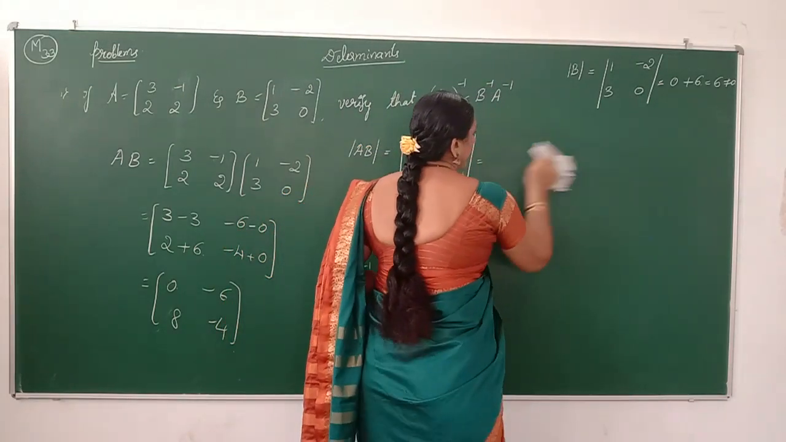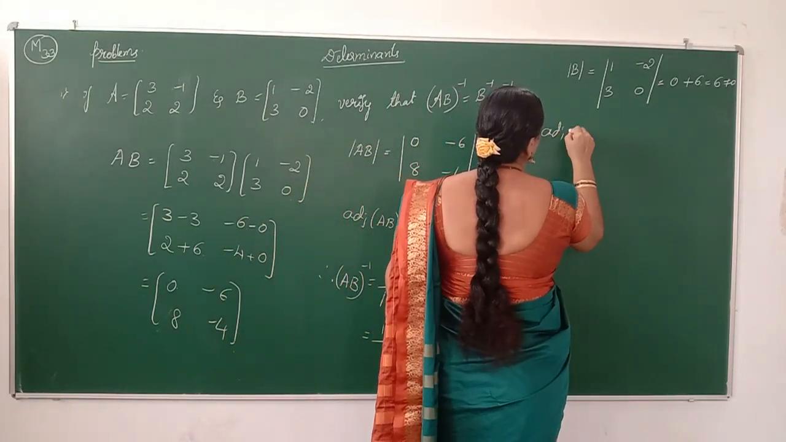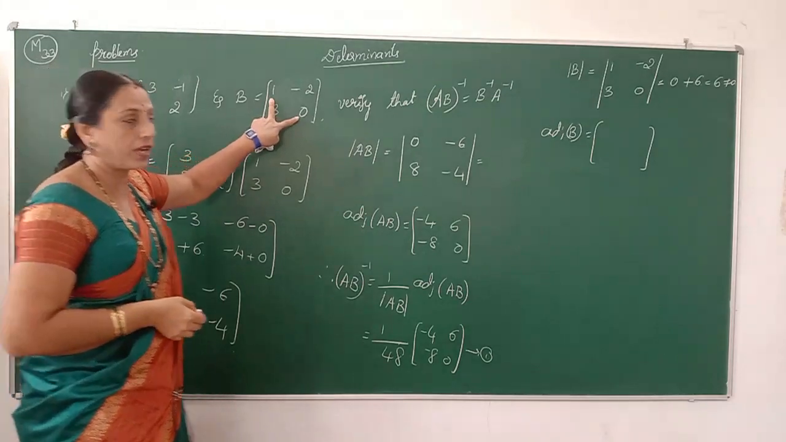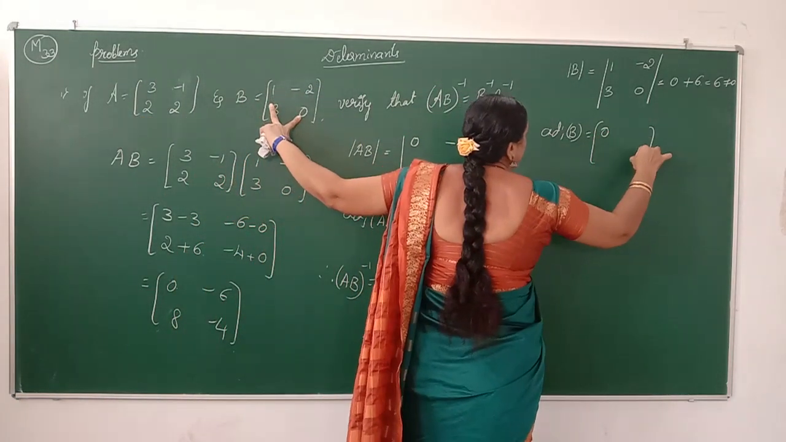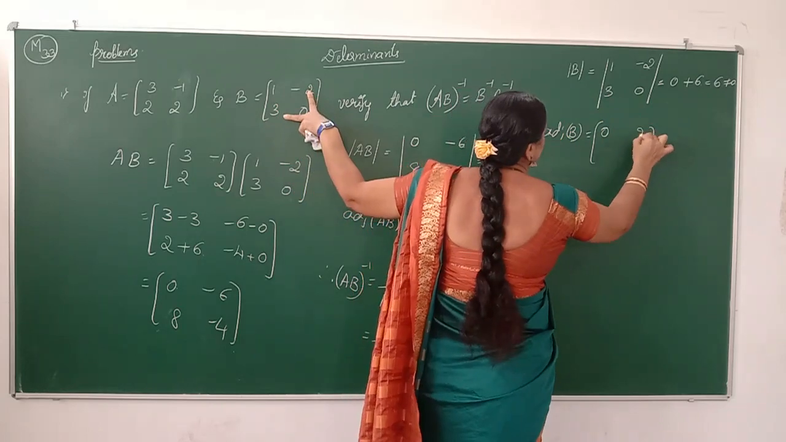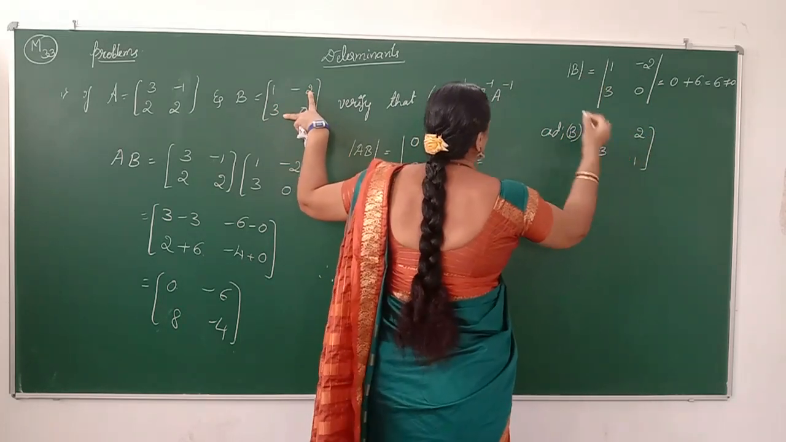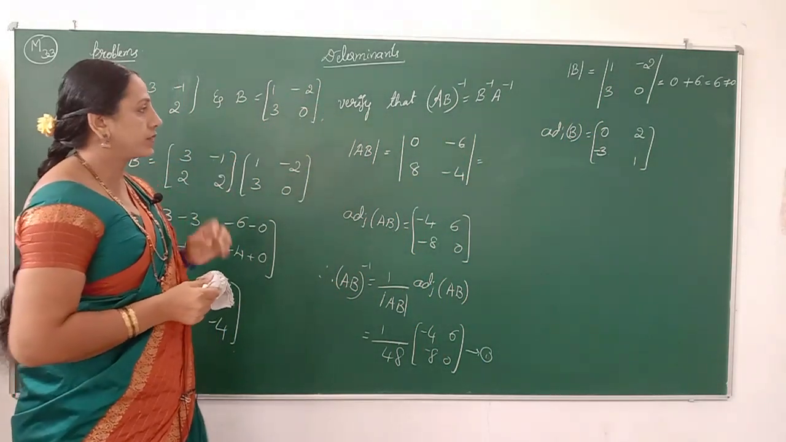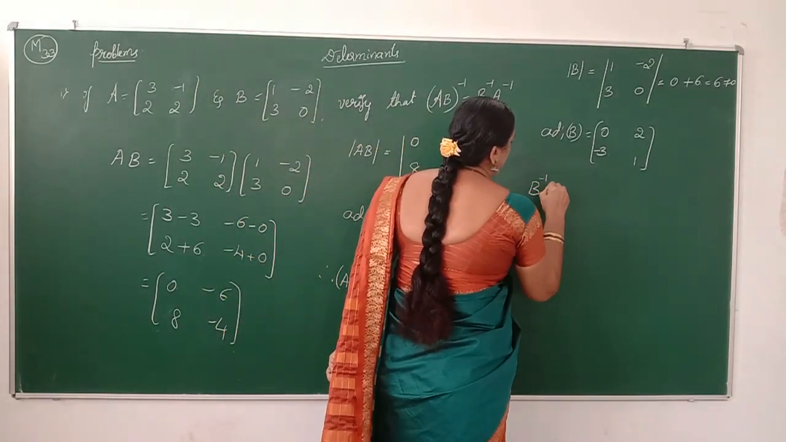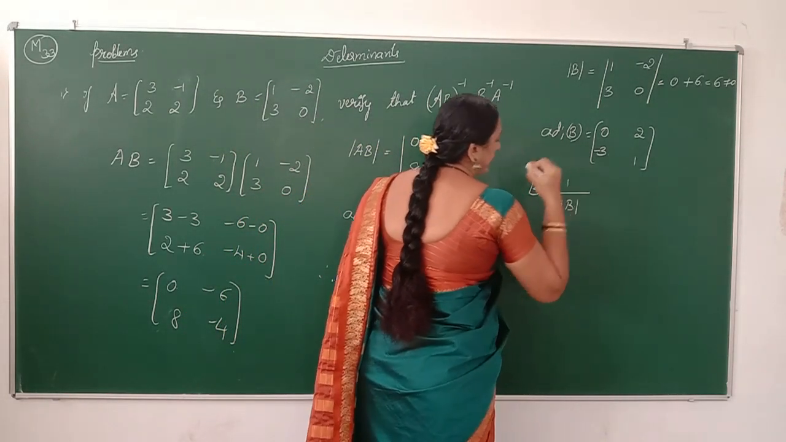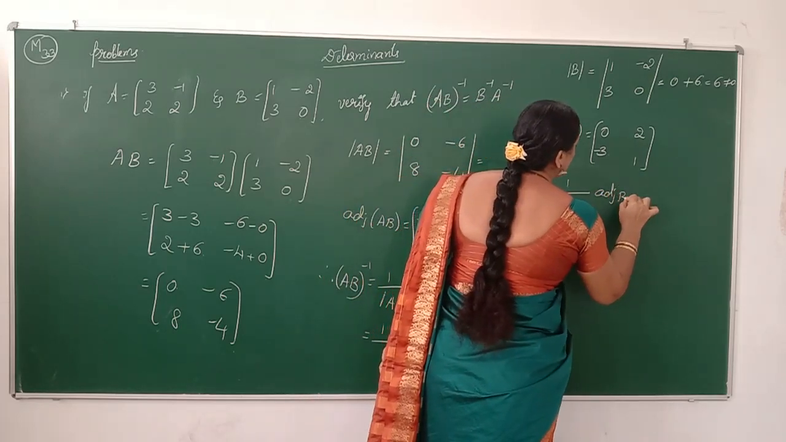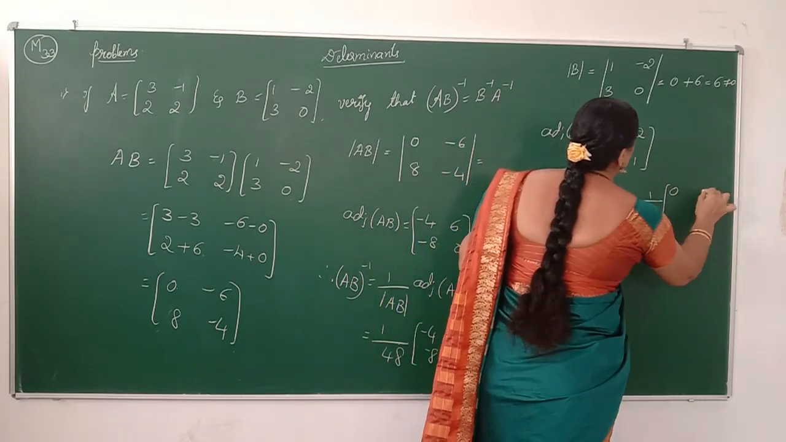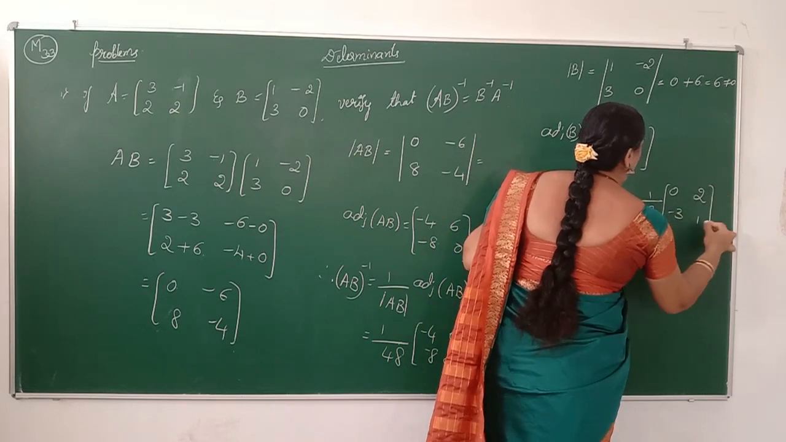Therefore, adjoint of B. Now the left diagonal elements of B interchange their position and the right diagonal elements change their sign. Therefore B inverse can be written as 1 divided by determinant of B into adjoint of B, that is 1 divided by 6 into adjoint [0, 2; -3, 1].